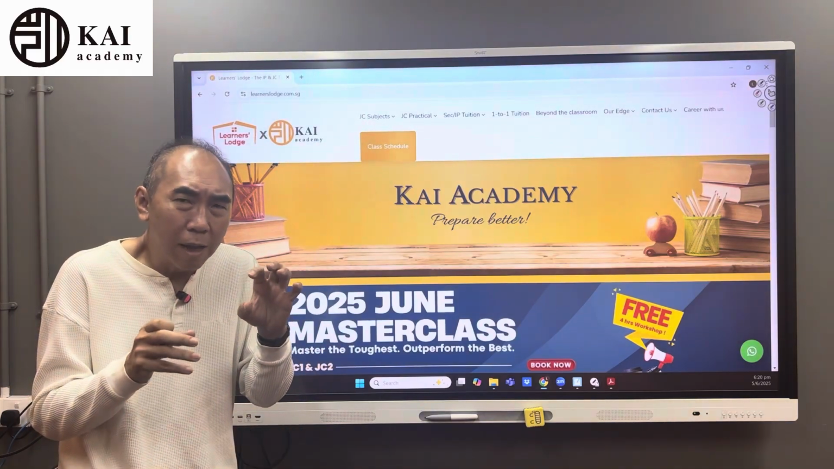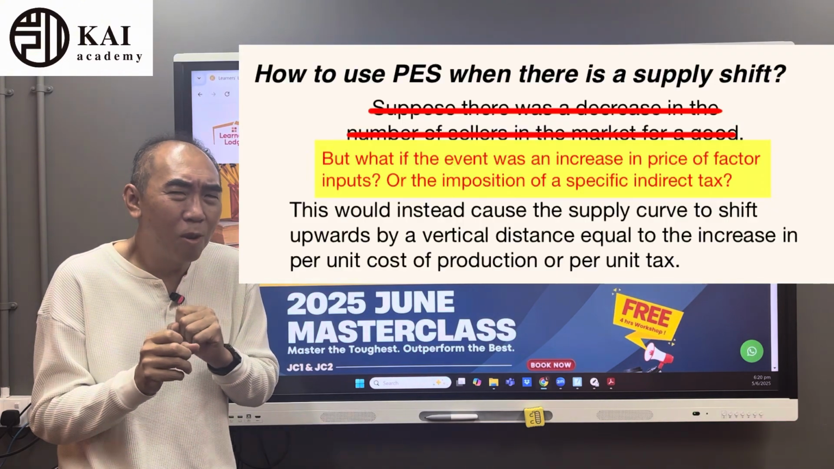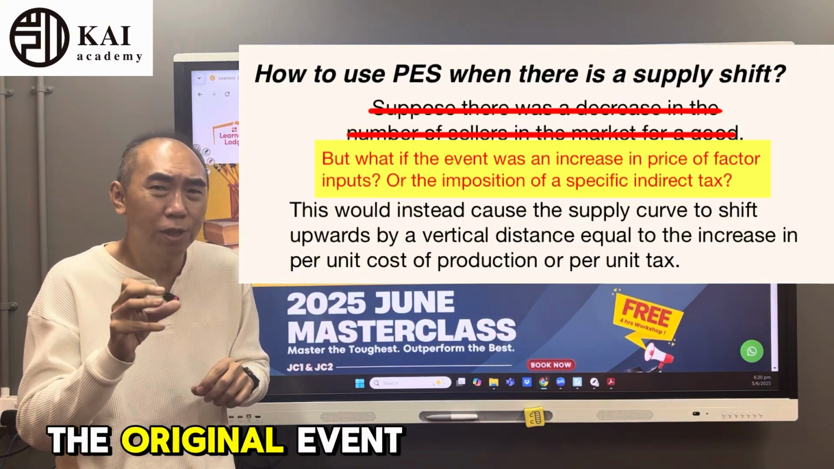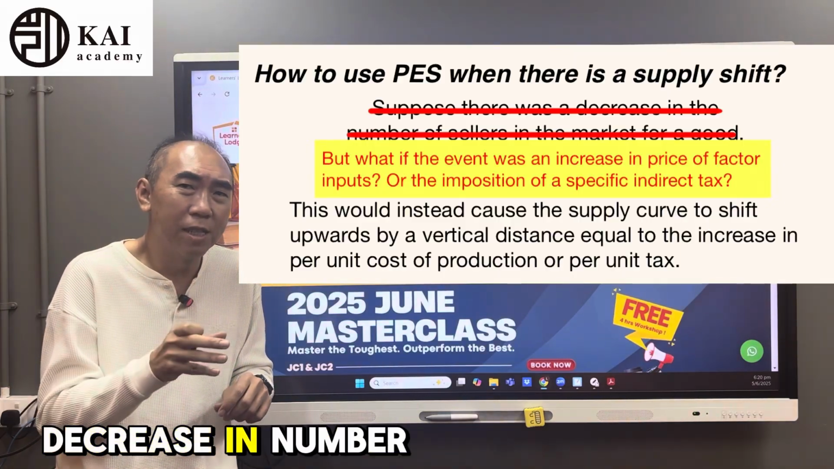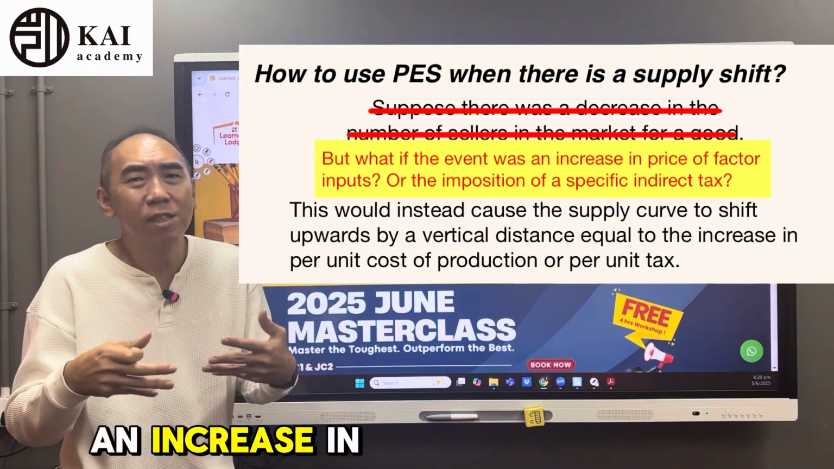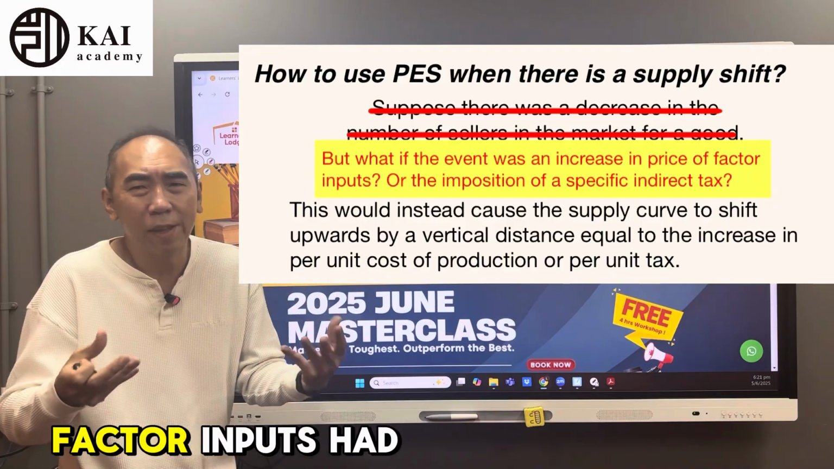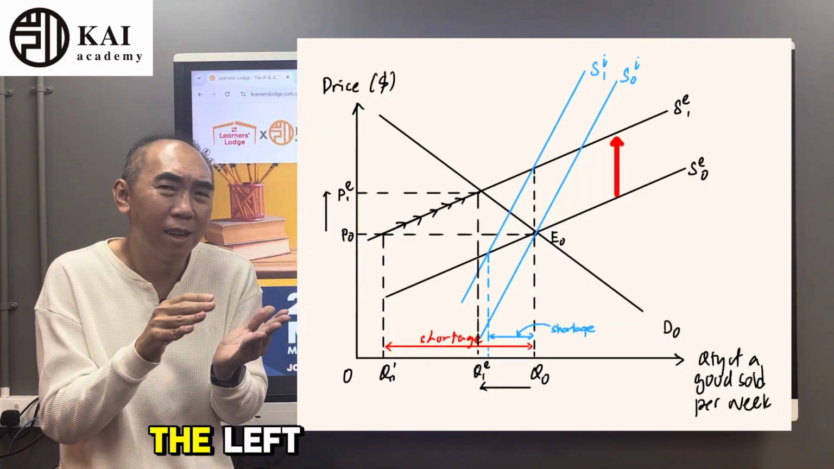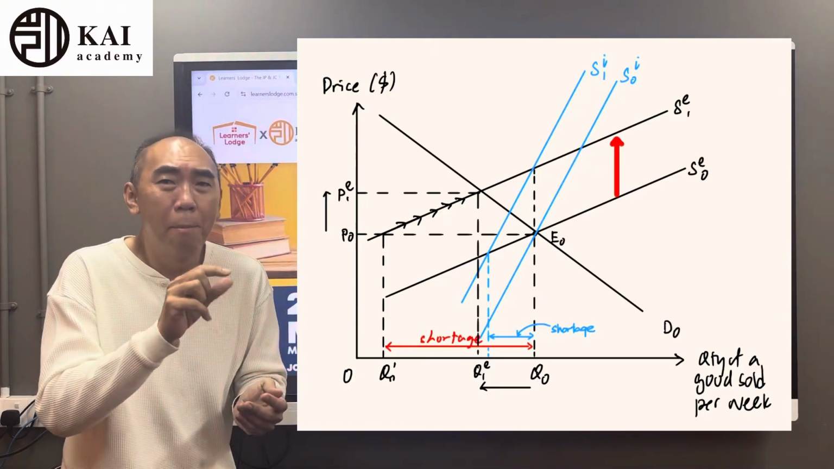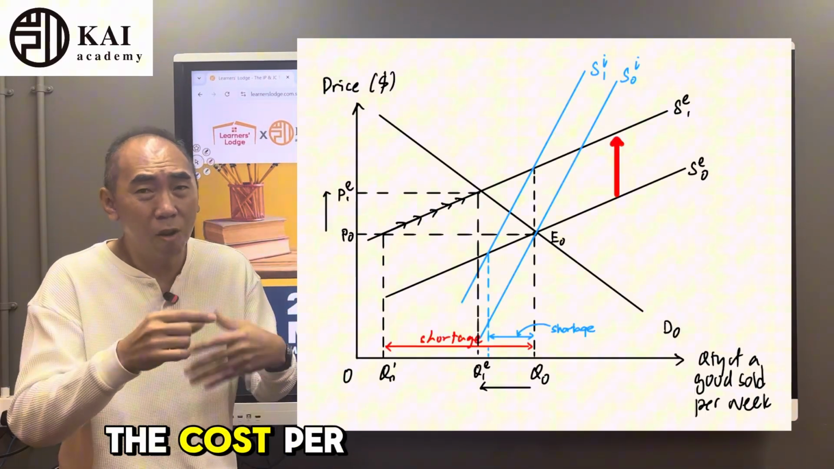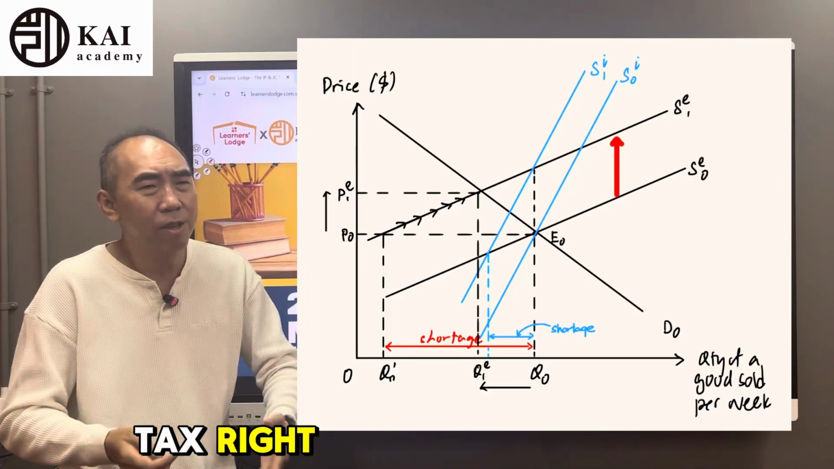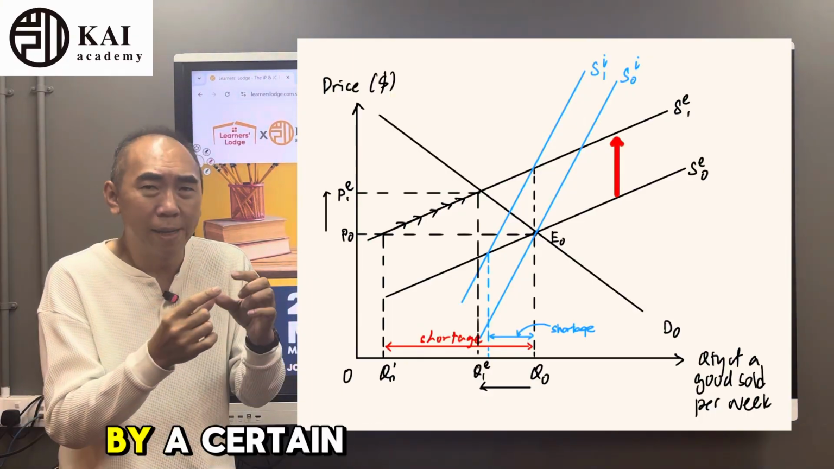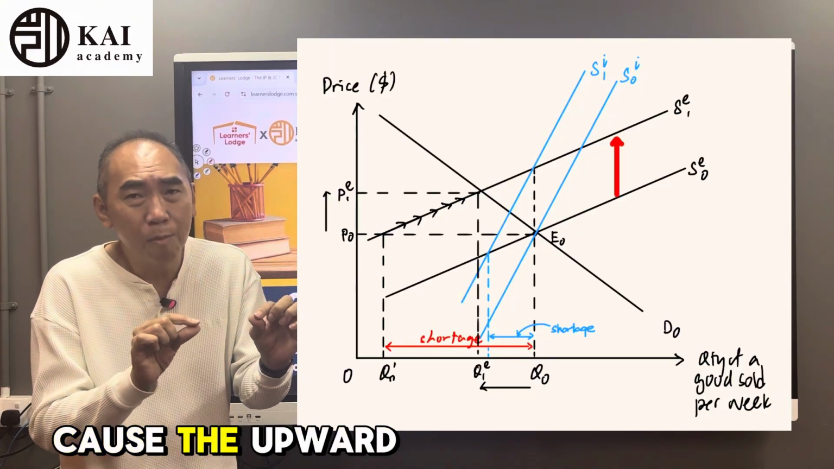However, the problem is a little bit more complex than this. Now look at the next diagram. If we change the original event, instead of a decrease in number of sellers, to, let's say, an increase in unit cost of production, maybe cost of factor inputs had increased, then this time the supply curve isn't so much shifting to the left, but rather shifting upwards by a vertical distance equal to the cost per unit. Or it could have been a tax. It could have been an indirect specific tax that increased the cost per unit by a certain number of dollars, and this would cause the upward shift.